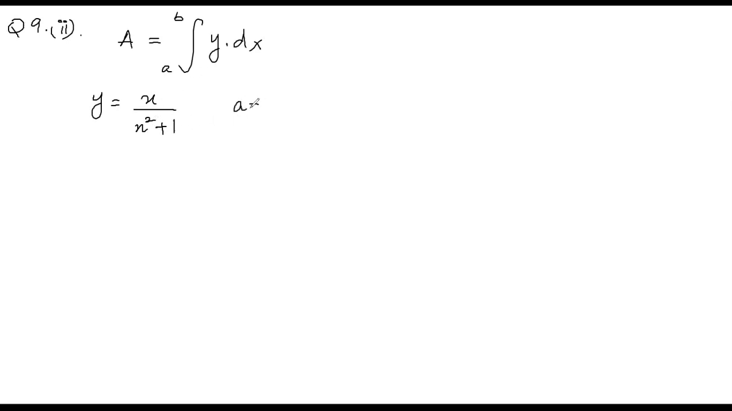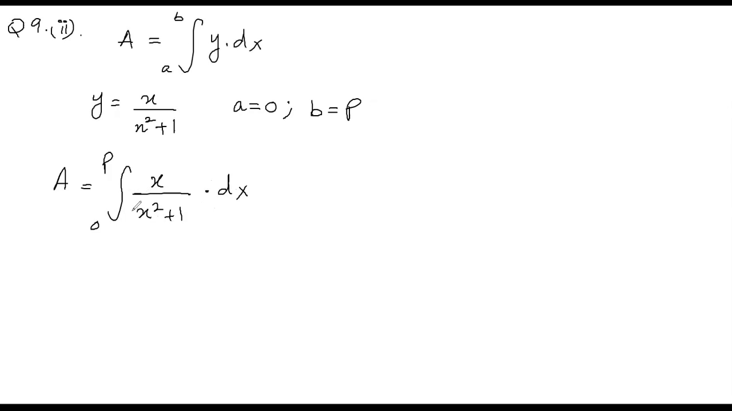And a is 0, the lower limit, and b is given as p. That's given in the question, and we can see that a is 0 from the graph in the question. So we have area is equal to integrating, with limits of p and 0, the equation y, which is x over x squared plus 1, dx.